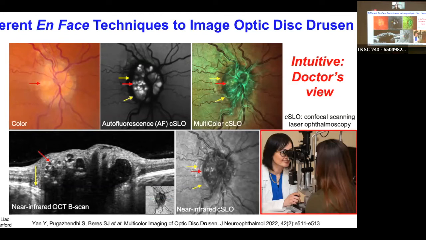And last but not least, on the multicolor imaging, the blue and the green reflectance imaging, I find that in patients you could see this brightness around the peripapillary vessels, more often around the arteries than the veins. But I'm not sure exactly what it means yet. So that's one of the things that we would like to answer.